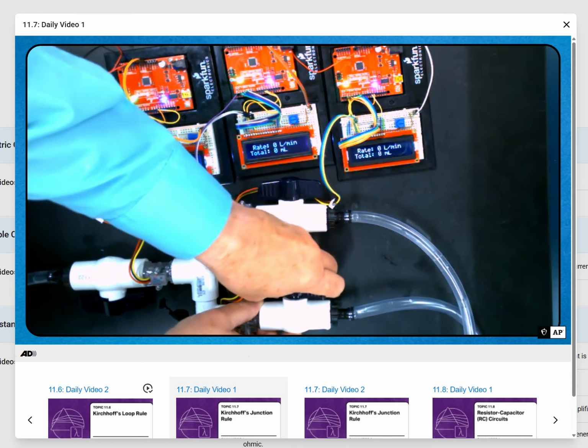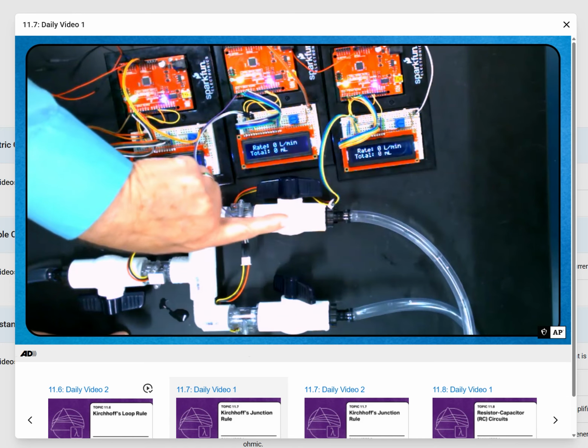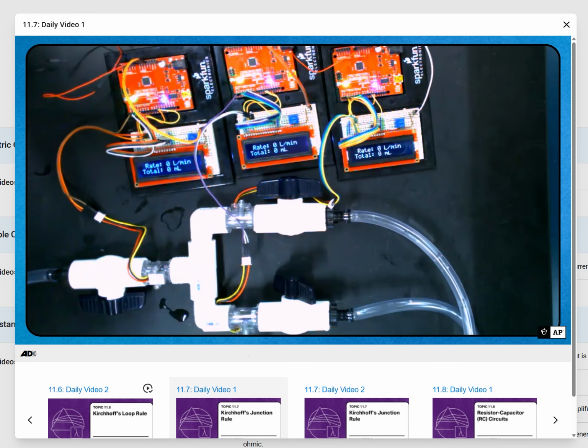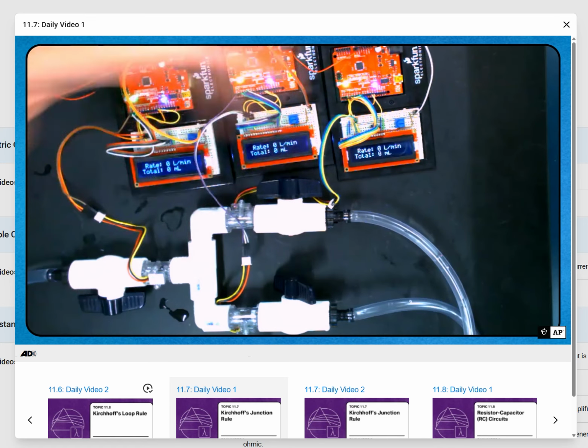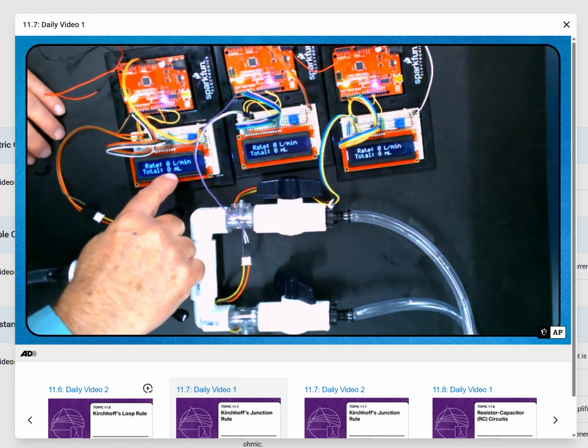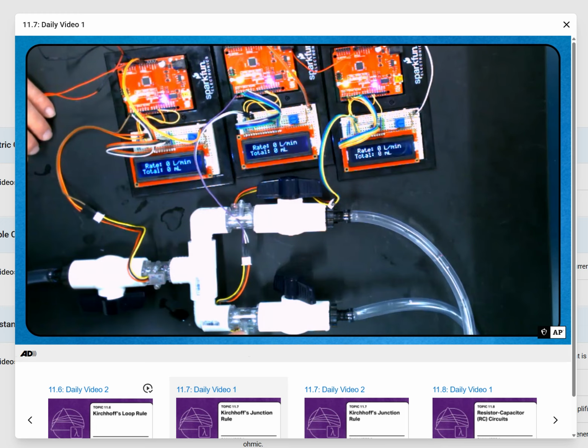As a matter of fact, I'm going to kind of semi-close this one so that more water will flow through this one than that one. So let me turn it on, and we'll watch how these dials change. But I will tell you this much. In a perfect world, the amount of volume of water that goes through this unit will equal the amount of water that goes through this plus this.